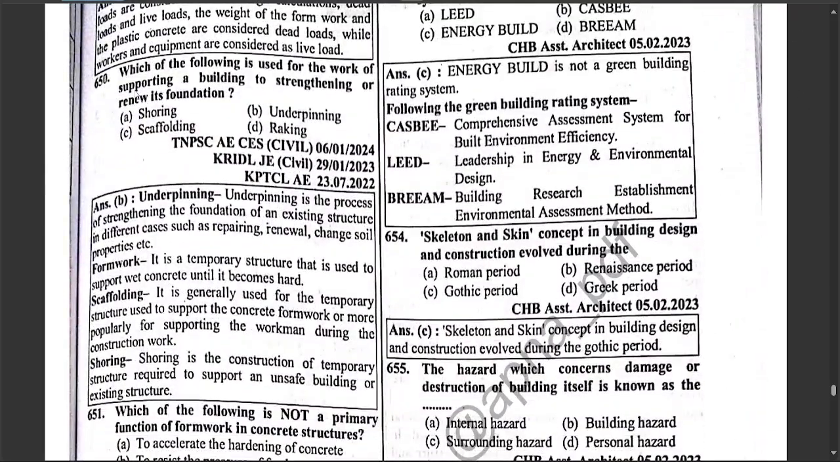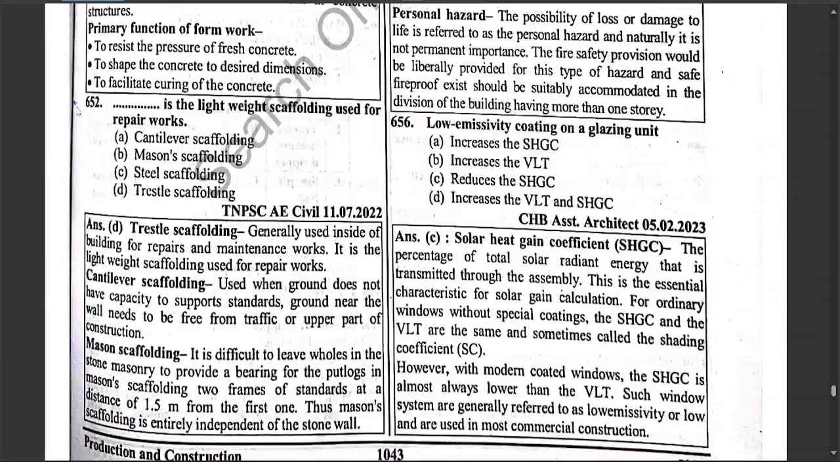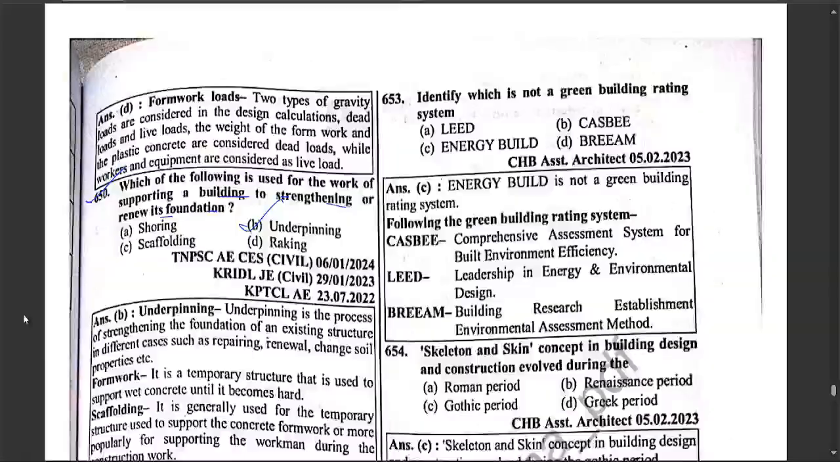Which of the following is used for the work of supporting a building or strengthening a new foundation, which is underpinning? Which of the following is not a primary function of formwork in concrete structure, which is to accelerate the hardening of concrete? Dash is the lightweight scaffolding used for repair work, which is a trestle scaffolding.